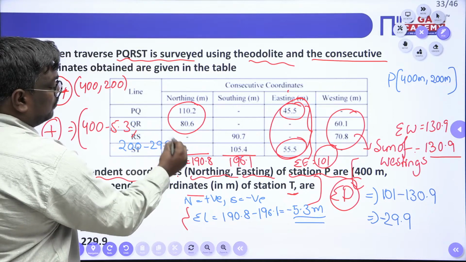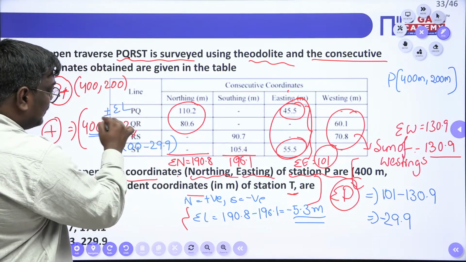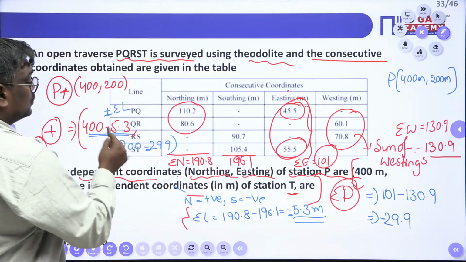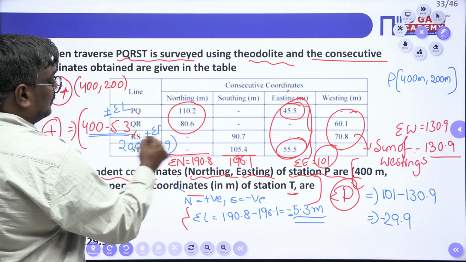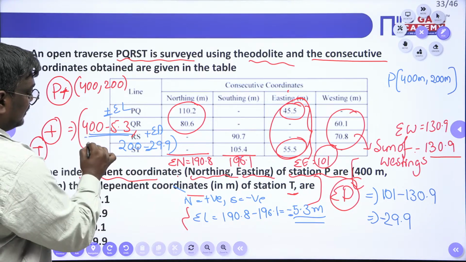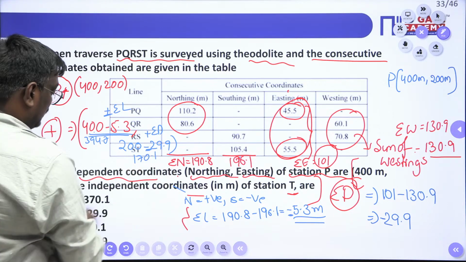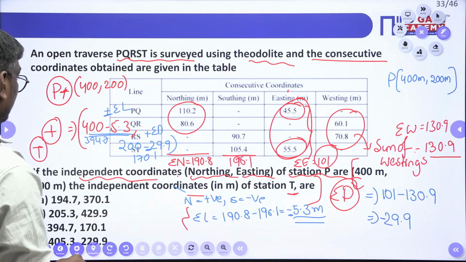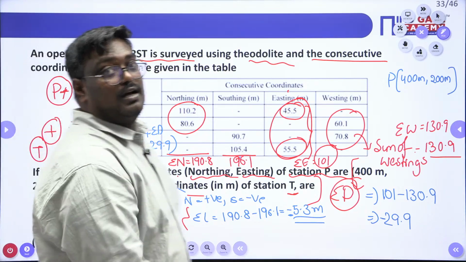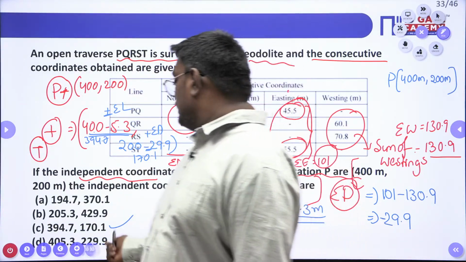Whatever you got, you have to add the sum of latitudes. But here my sum of latitudes is negative, and the sum of departures is also negative. So you write the sum of the departures and the sum of latitudes. This value will be 394.7 and this will be 170.1. So the answer is 394.7 and 170.1, and the option here is C. Is this clear, my dear students?